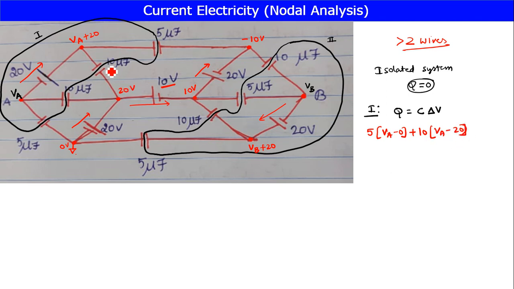Next, this capacitor is connected between VA plus 20 and 20. That capacitor is 10 microfarads, connected between VA plus 20 minus 20. Alright, now this 5 microfarad is connected between VA plus 20 and minus 10. VA plus 20, and that has to be subtracted from VA plus 20. That's it, na? So this is the net charge in this isolated system, 1, and that should be equal to 0. That is what is called charge conservation.